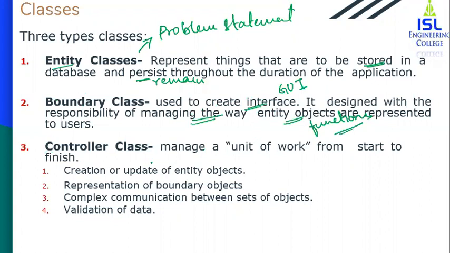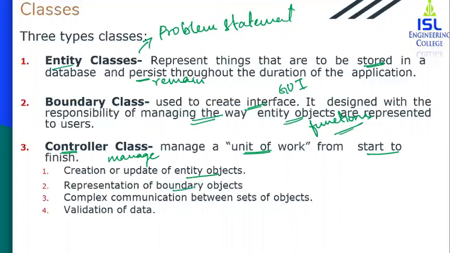Then the last one is the controller classes. Now a controller class, as the name says, is going to manage one unit of work from the starting till the finish. Now, what are the different types of work the controller class is designed to manage? It is going to manage these different types of tasks, that is creating or updating an entity object. That is, you're adding any other feature within the software.